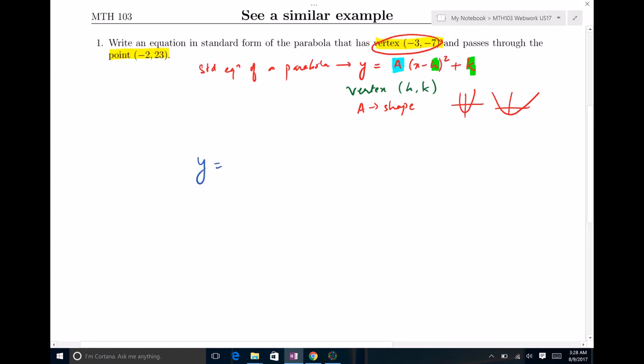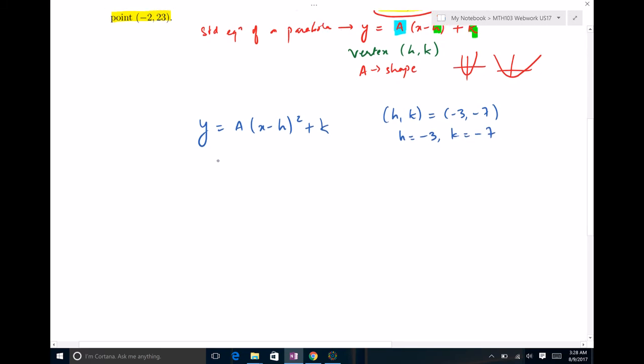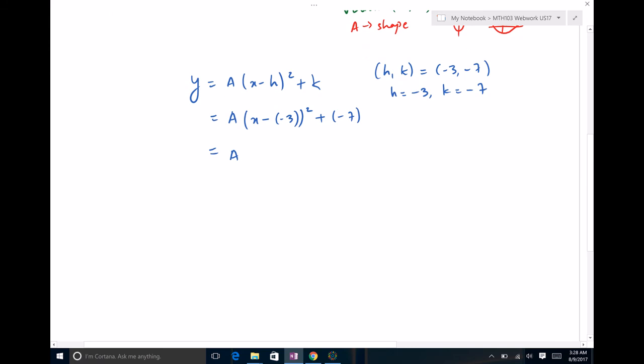So the standard equation looks like this: y equals a times (x minus h) the whole squared plus k. In this case, (h, k) is (-3, -7), so h is -3 and k is -7. Let's plug those into this equation. I have y equals a times (x minus -3) the whole squared plus -7. The square is outside, remember, so we can cancel these two negatives. So we get (x plus 3) the whole squared, and plus -7 is just minus 7.